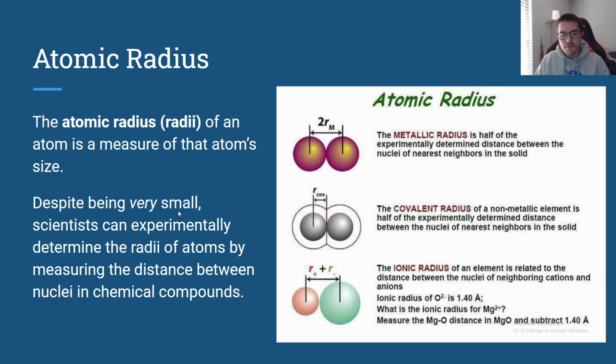So despite being very small, okay, atoms are very, very small, scientists can actually experimentally determine the radii of atoms by measuring the distance between nuclei in chemical compounds. So whether you're talking about a metal or some sort of covalent compound or an ionic compound, which we're going to learn about later this year, you can measure the distance between 2 atoms, split that in half, and then you're left with the radius, right? That's not really super important for us at this moment.